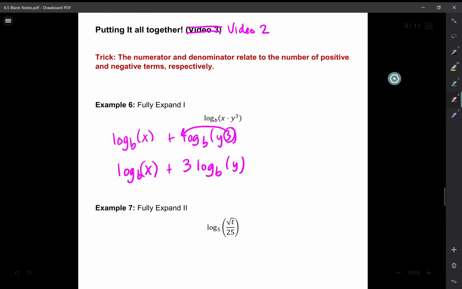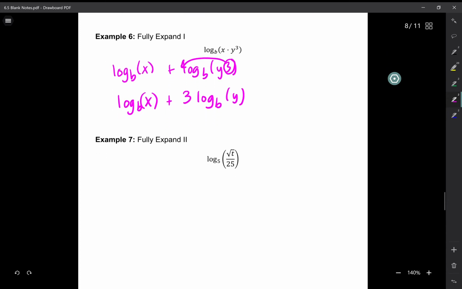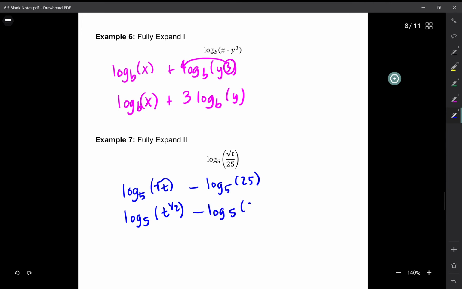All right, why don't you guys try number 7 following a similar idea? Are you back from trying it? Did you pause the video? Let's give it a try together. The first grouping we have is a division problem, so we're going to use the quotient property. This becomes log base 5 of square root of t minus log base 5 of 25. Remember, the square root of t is the same as t to the 1/2.